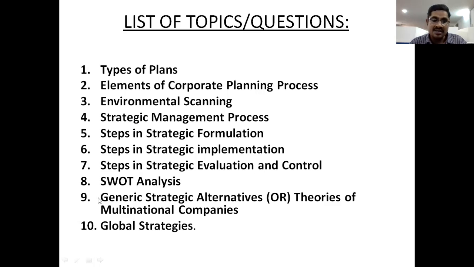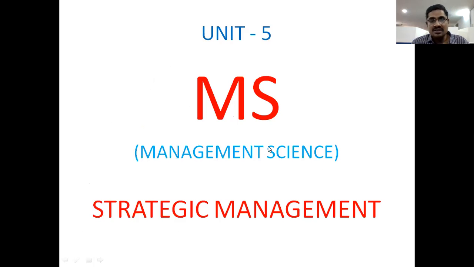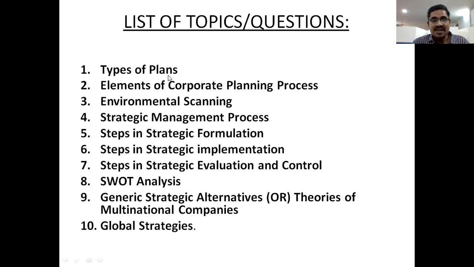And the next topic is generic strategic alternatives. Strategic alternatives are also known as theories of multinational companies. Here we already know corporate firms, that is multinational companies. Both are the same, corporate and multinational companies. Their theories or alternatives. And finally, we will end this unit with global strategies. It is another topic, right? These are the 10 topics we have in this unit 5, management science, strategic management, right? So in today's class, we need to discuss types of plans.